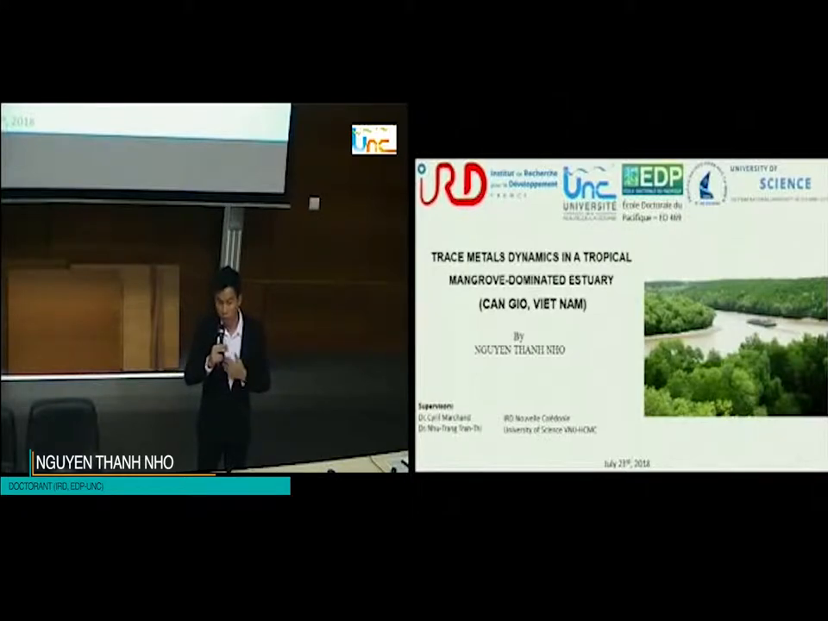When we measure the total organic carbon in the sediment cores in New Caledonia and sediment cores in the Can Gio mangrove, especially in the Rhizophora forest in New Caledonia, we have a higher concentration of total organic carbon than in the Rhizophora in Vietnam. And this feature may affect the trace metal geochemical processes, especially redox changes, and may affect the trace metal partitioning in the sediment. That's my answer to you. Okay. Yeah. It's perfect for me.